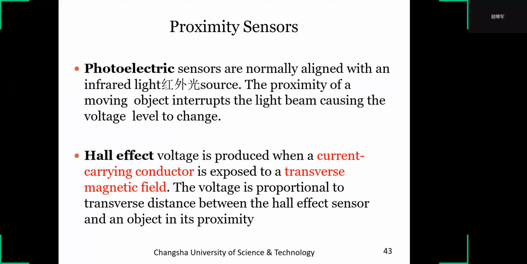Hall effect. For the Hall effect, voltage is produced in a current-carrying conductor. When a current-carrying conductor is exposed to a transverse magnetic field, the voltage is proportional to the transverse distance between the Hall effect sensor and an object in its proximity.